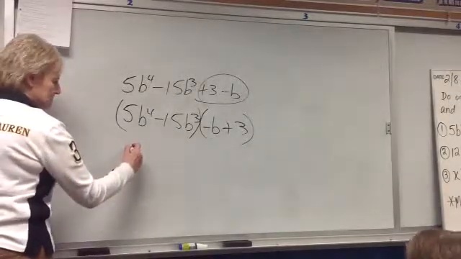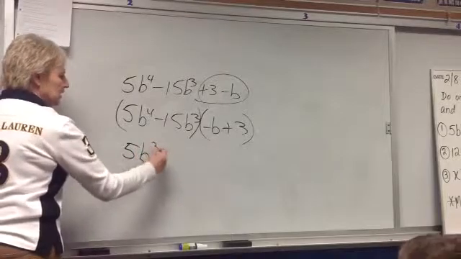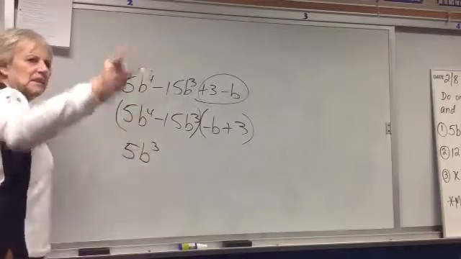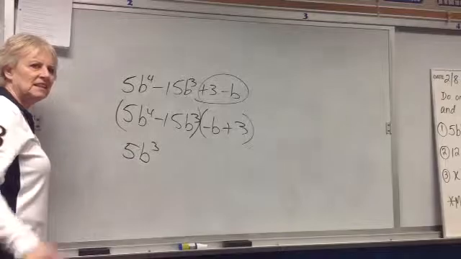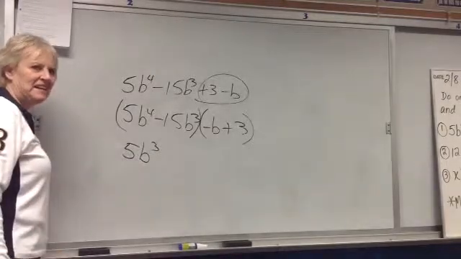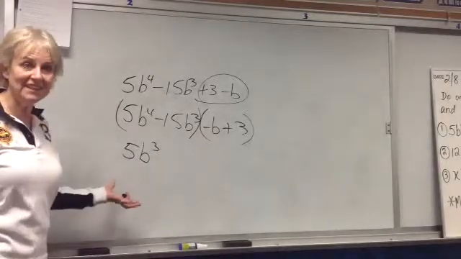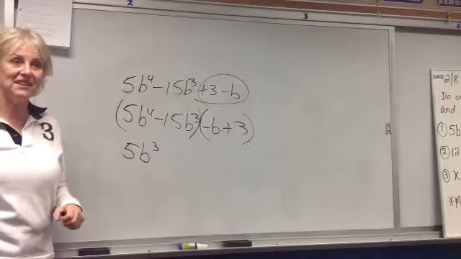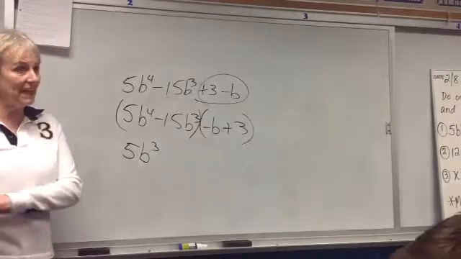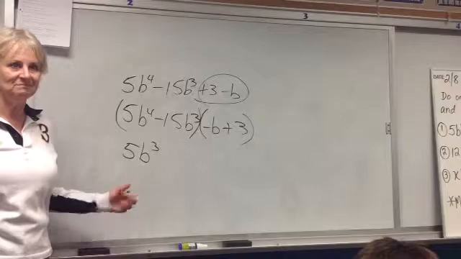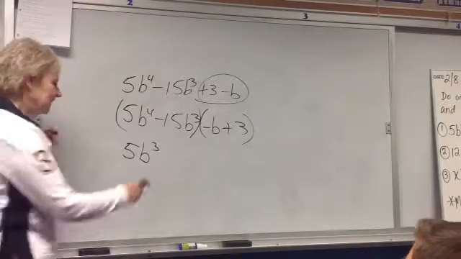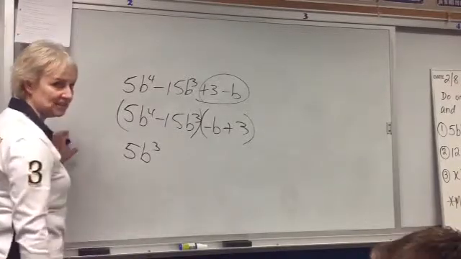What do we get? 5b cubed. Did you have 5b cubed out there? You can't get these right if you don't get the greatest common factor. You can't just eeny, meeny, miny, moe pick any factor. There's tons of them. Okay. If it's not the greatest, it's not factored.